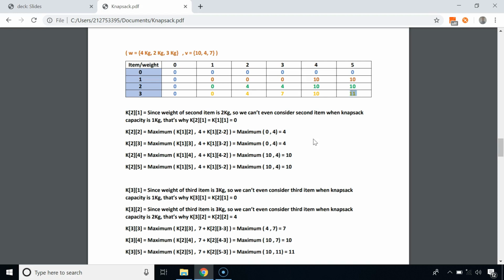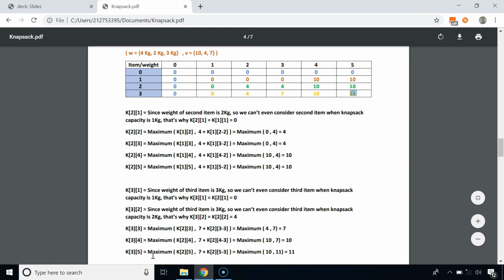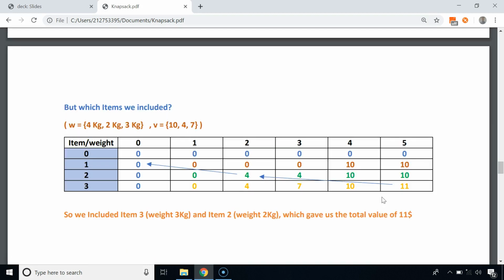So by using the result of simpler subproblems, we are able to solve our actual problem, which is when we have 3 items and the knapsack capacity is 5. So the maximum value we can get is 11. So K35 will be 11, which is the answer to our problem. So we know that the maximum value we can get is 11.